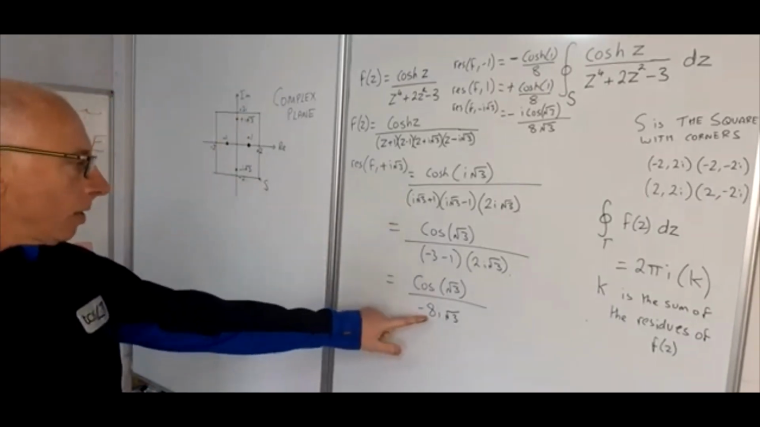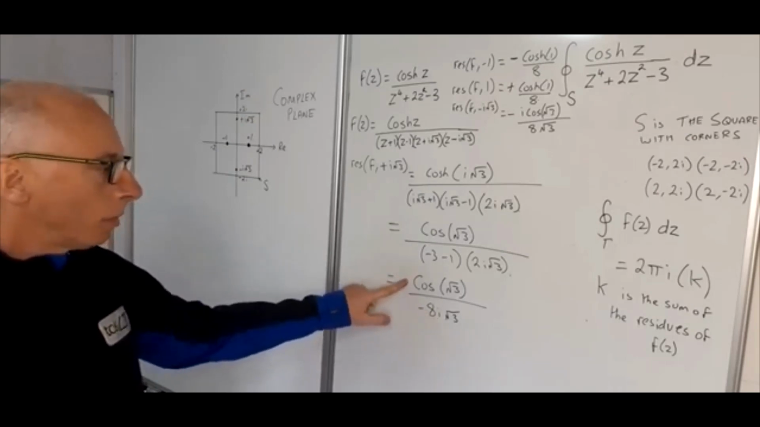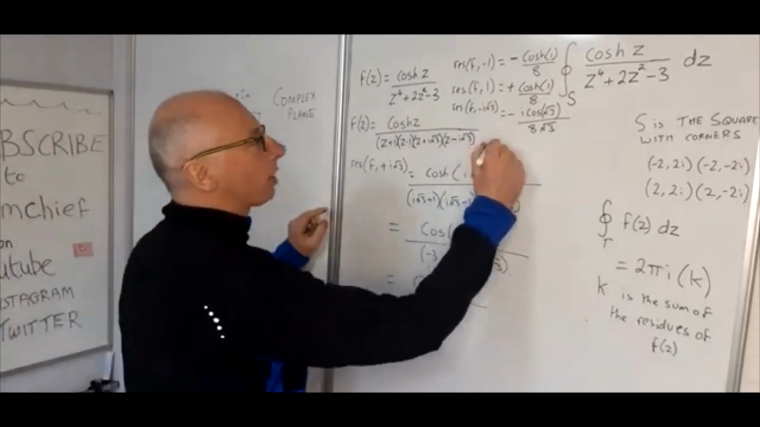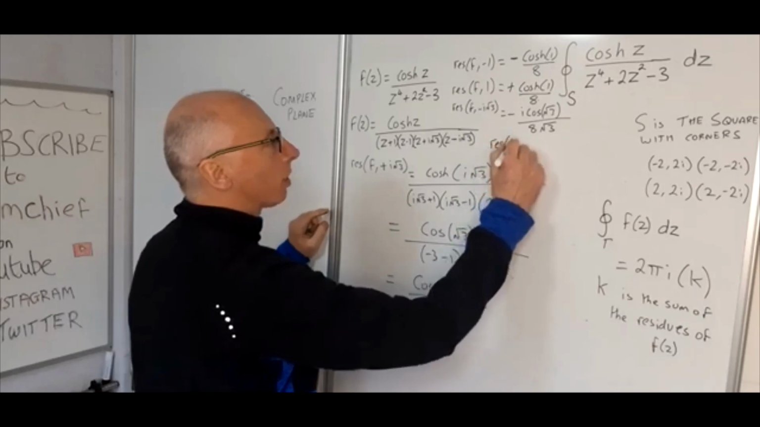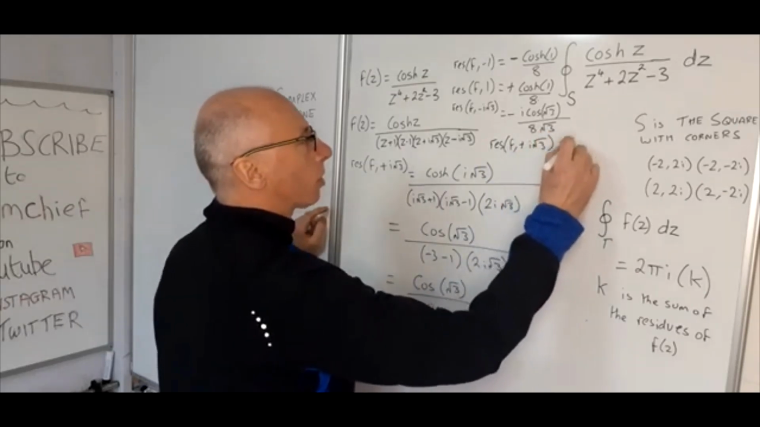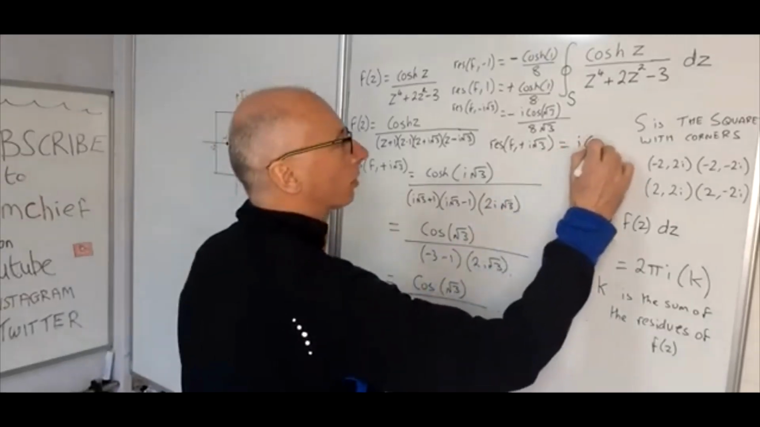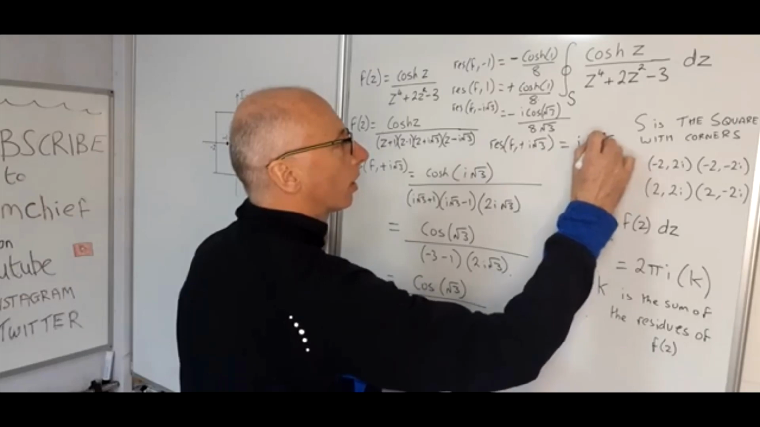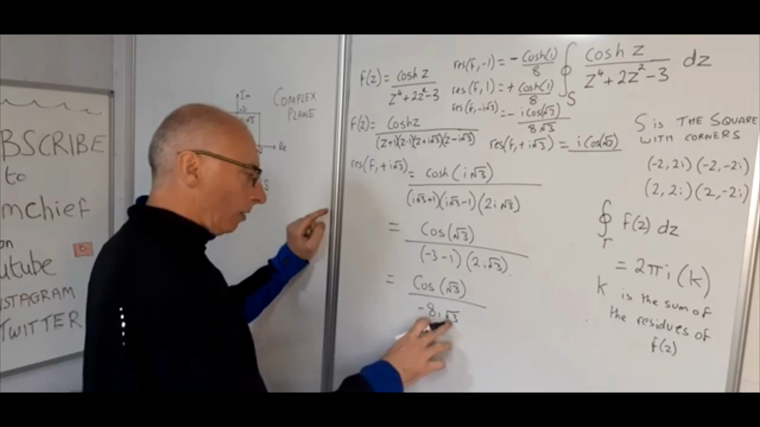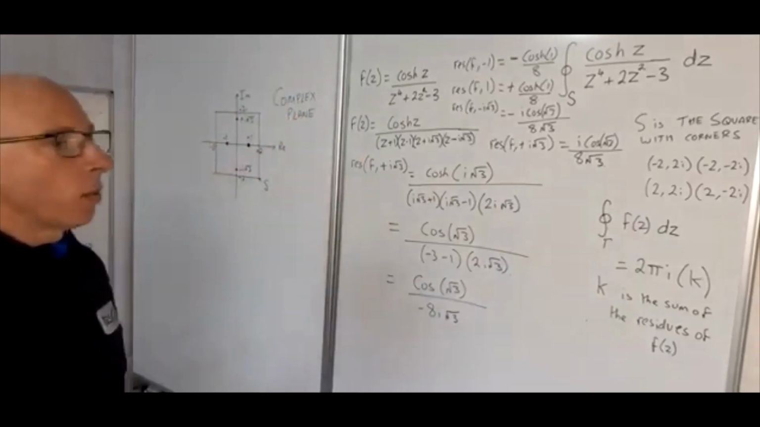Okay, so now we've got a minus i in the denominator, which we can now bring up into the numerator to become a positive i. So now I'm going to rewrite this one here in the answer as a positive residue. So the residue of f at positive i root 3 equals i cosine root 3, and then divide that by 8 root 3. Okay, so that's all our residues.